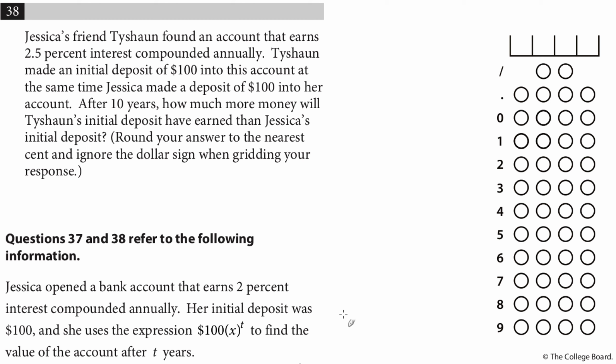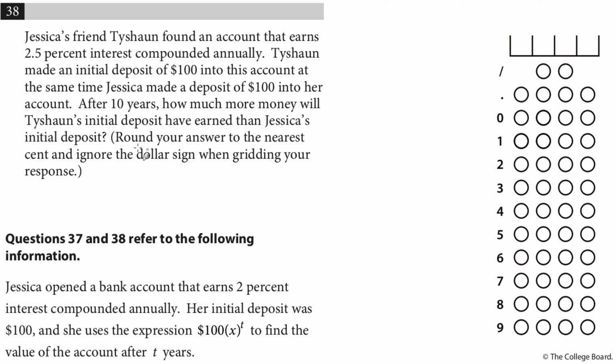Okay, so this is based on the same bank account information from the last question. And Jessica's friend, Tyshawn, found an account that earns 2.5% interest compounded annually. Tyshawn made an initial deposit of $100 into his account. At the same time, Jessica made a deposit of $100 into her account. After 10 years, how much more money will Tyshawn's initial deposit have earned than Jessica's initial deposit?